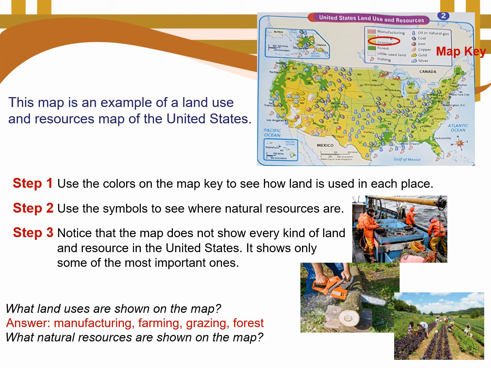Second question, what natural resources are shown on the map? You can name several things. For example, we have fish, oil or natural gas, coal, iron, copper, gold, and silver.